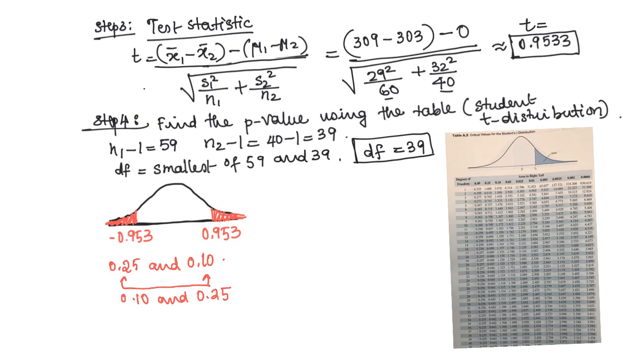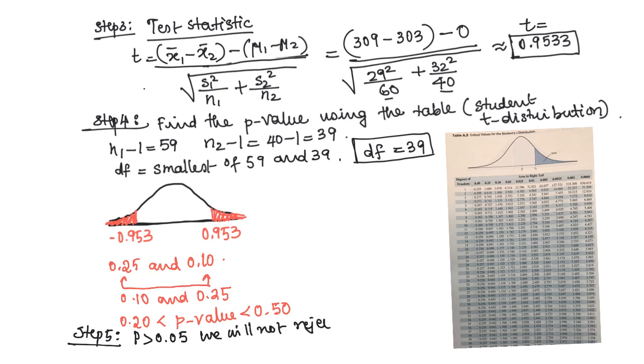P-value is the sum of the areas in both tails. So, we double these numbers. If you multiply each one by 2, we get 0.20 and 0.50, so the p-value is between these two values. And step 5, since p-value is greater than 0.05, we will not reject H0. There is no strong evidence against the null hypothesis. So, the mean score may be the same.